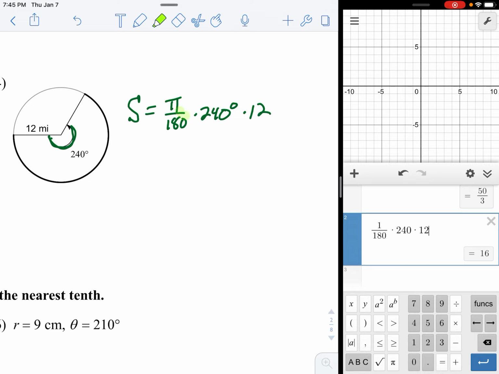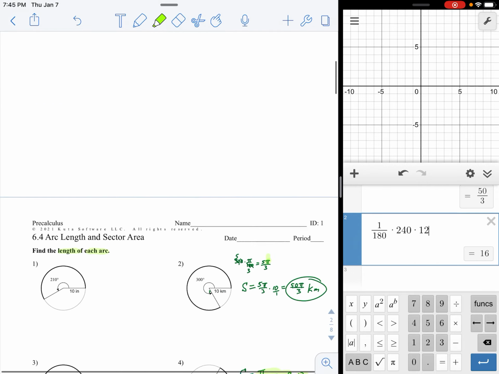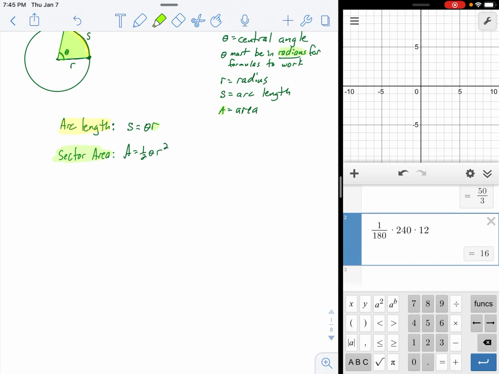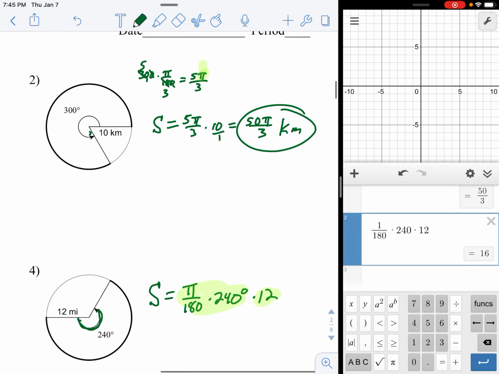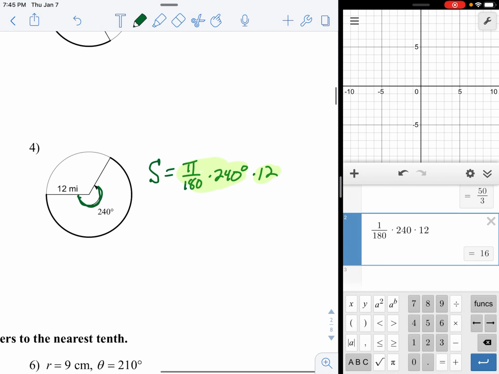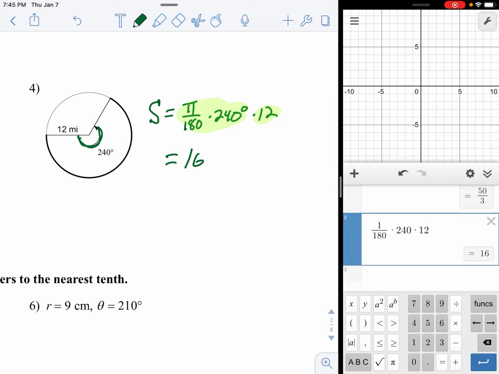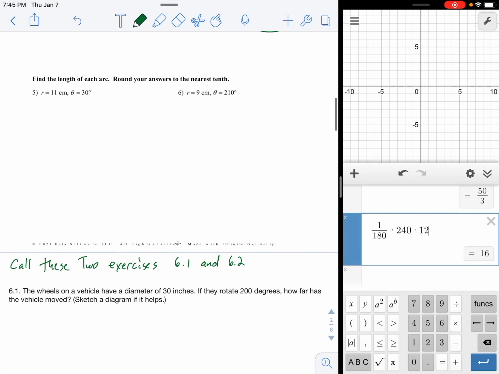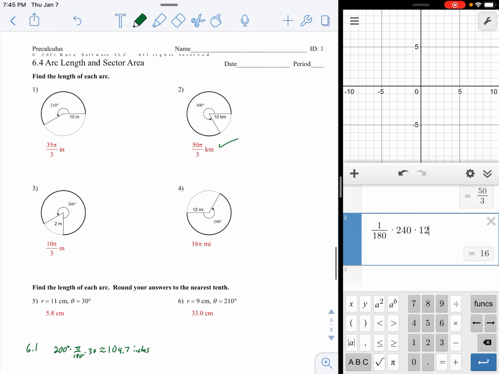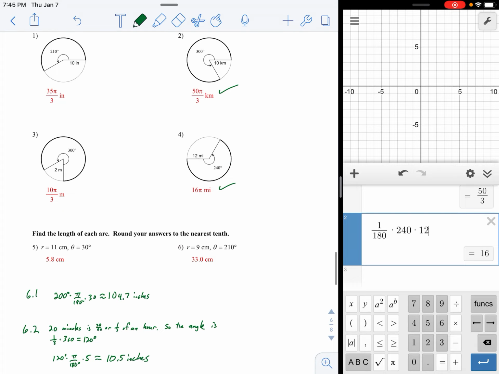So this part of the calculation is what gives me radians. Times 12 is part of the formula. It's the times r part of the formula. All you have to do now is take that answer, which is 16. Oops, sorry about that. 16, stick a pi next to it, and then put the label down, miles. And that had better be the answer to number 4. And it is 16 pi miles.